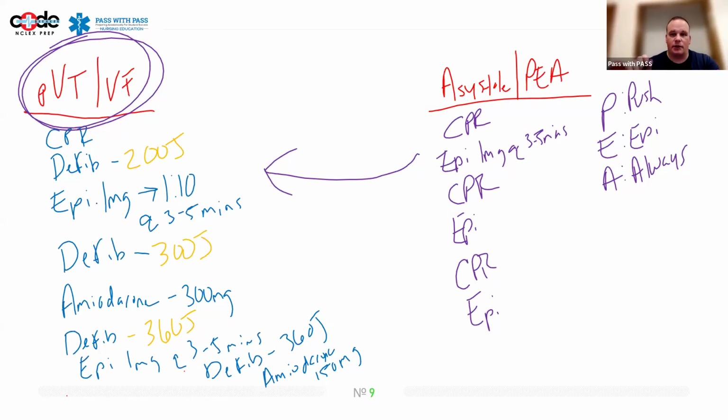Any questions on this asystole and PEA lean view here of the ACLS algorithm or pulseless VTAC VFib?